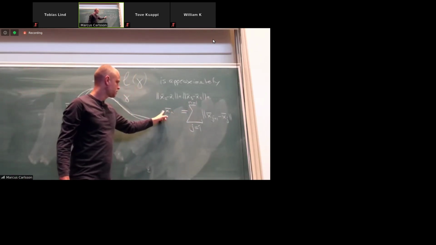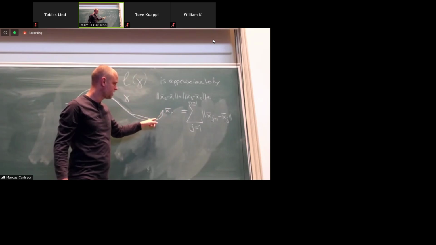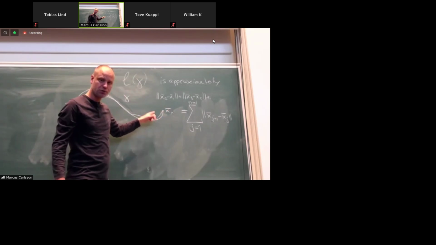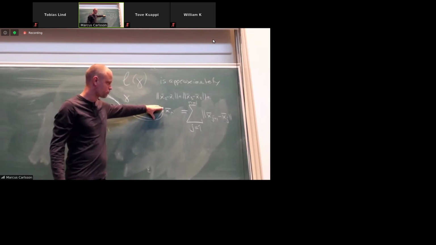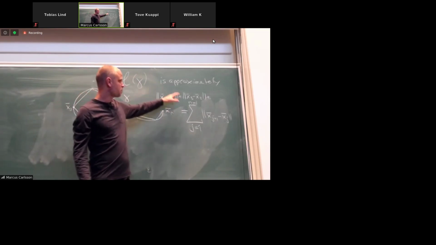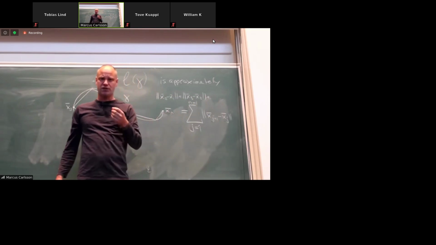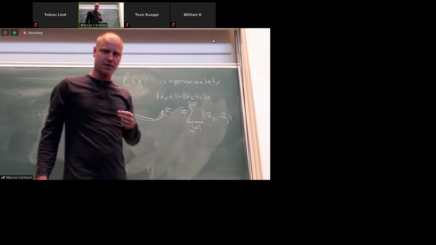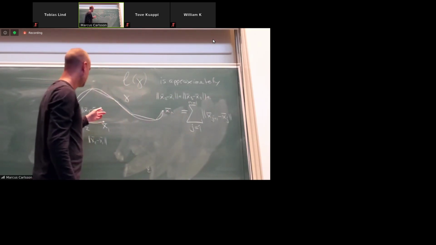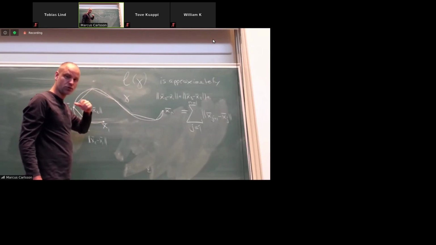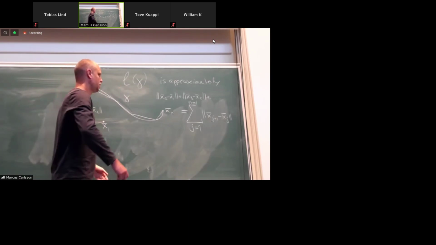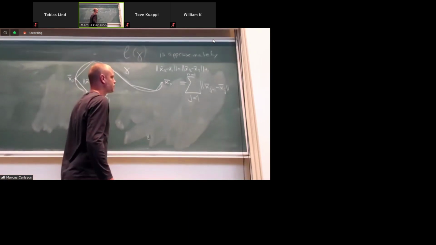So for each small section here, this length is actually shorter, right? Because the straight path between 2 points is always the shortest road. So this is an approximation, and it's an approximation from below. The actual length is longer, and the more cuts you put here, the closer you will get to what is intuitively the length.